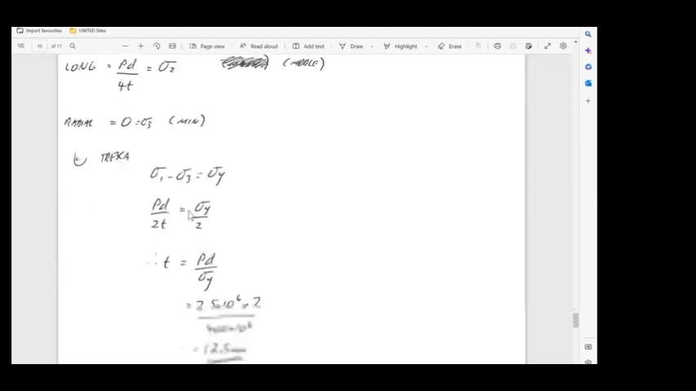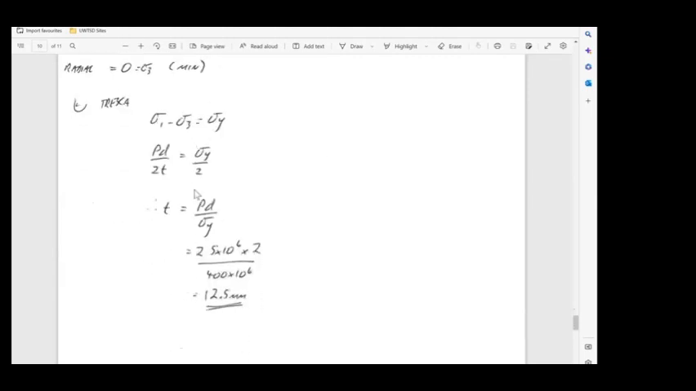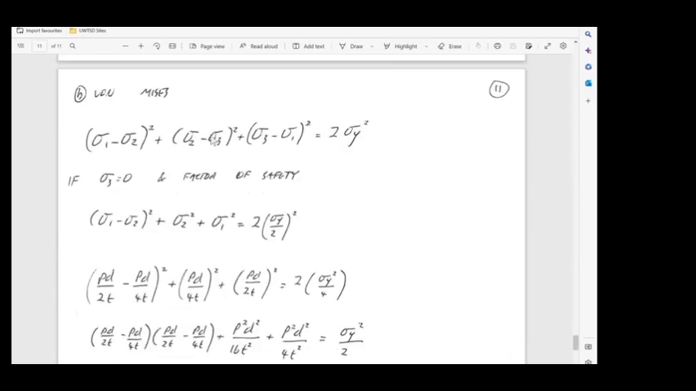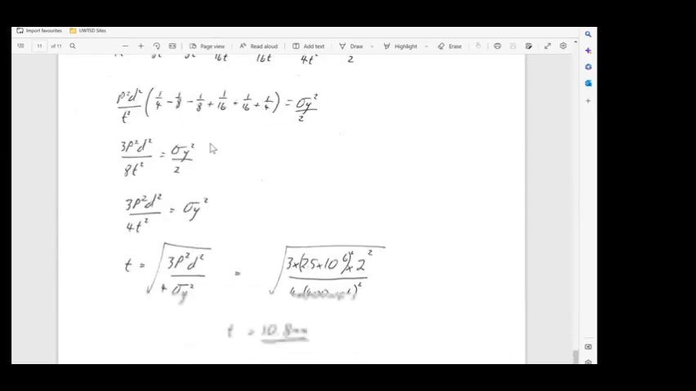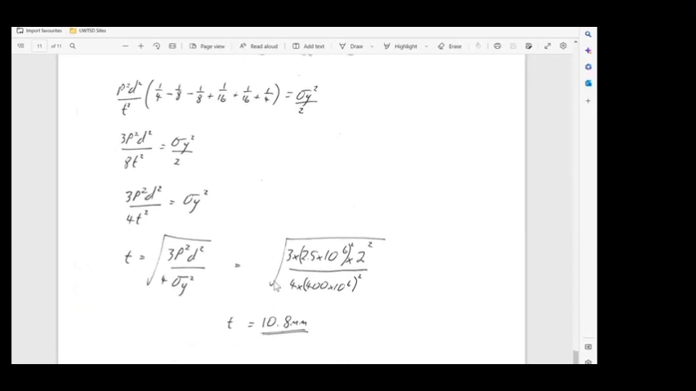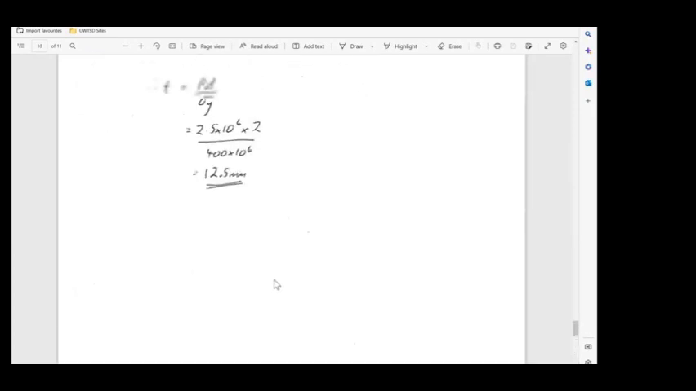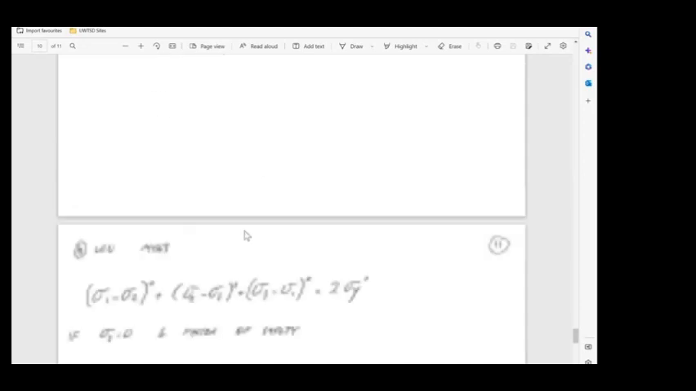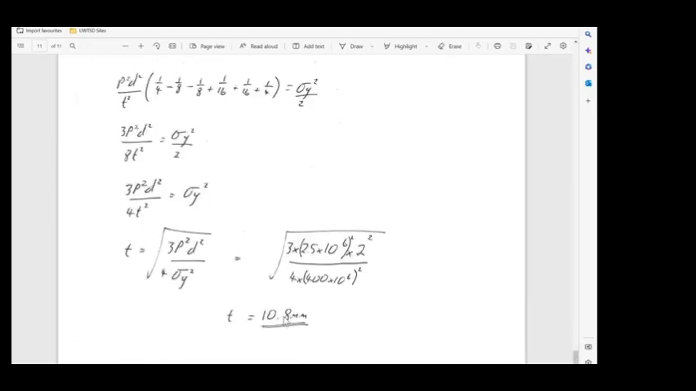Once we've got those principal stresses, it's simply a case of plugging those into the equations which we're asked to use in order to work out the answer to this question. Okay, so according to the first failure criteria, the thickness of the cylinder needs to be 12.5 mil. According to the second criteria, actually it can be a little bit thinner. It's a little bit more optimistic. It's saying the thickness actually only needs to be 10.8 mil. Okay, so have a look at those questions.